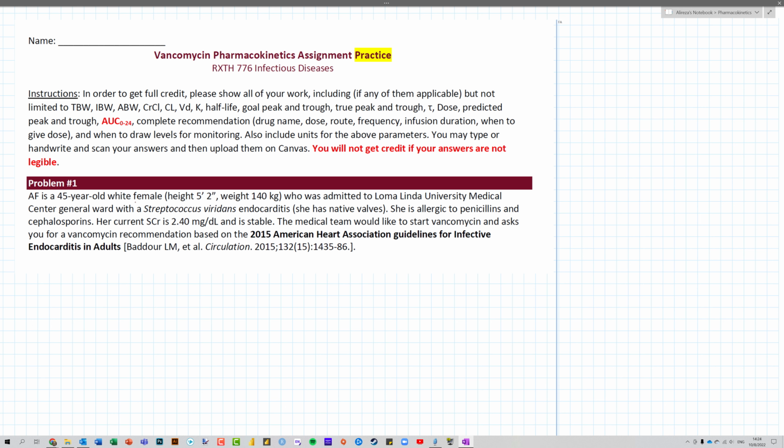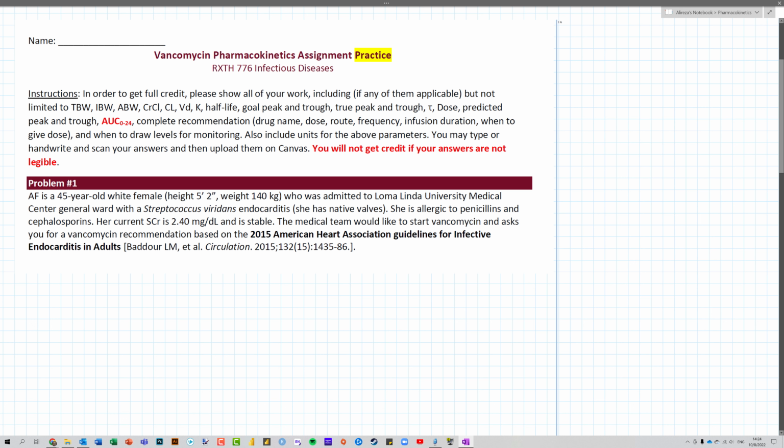Her current serum creatinine is 2.4 milligram per deciliter, and it is stable. The medical team would like to start vancomycin and ask you for a vancomycin recommendation based on the 2015 American Heart Association guidelines for infective endocarditis in adults. So let's take a look at a few important information here.